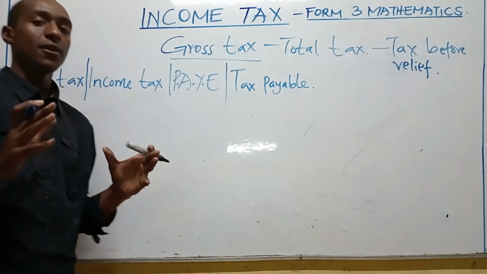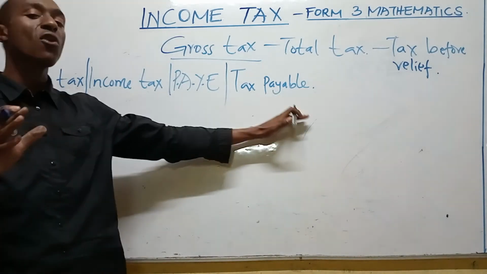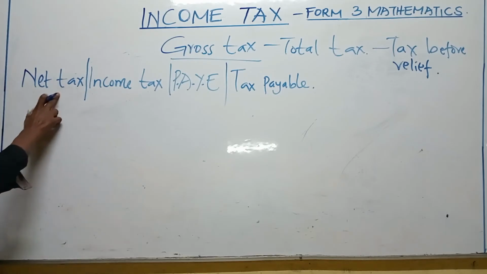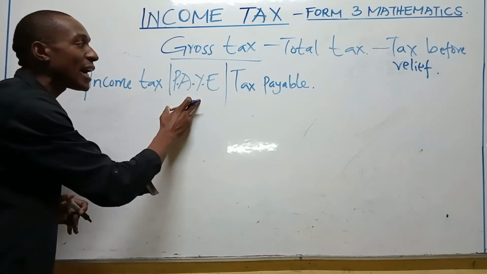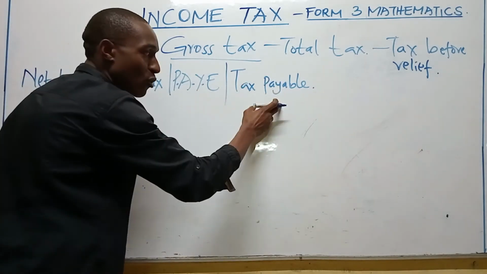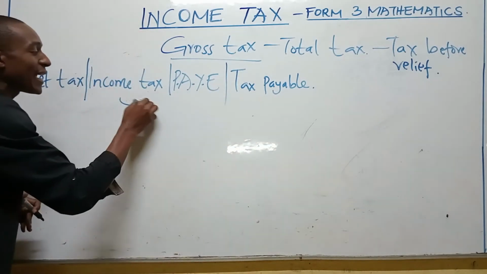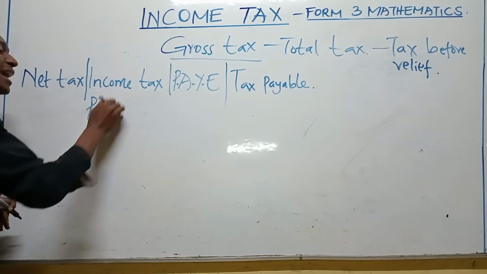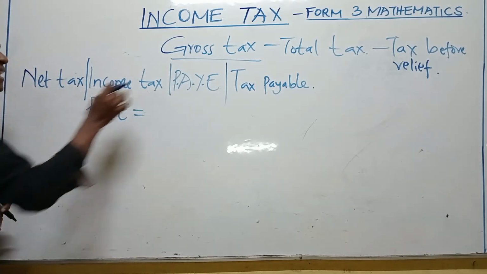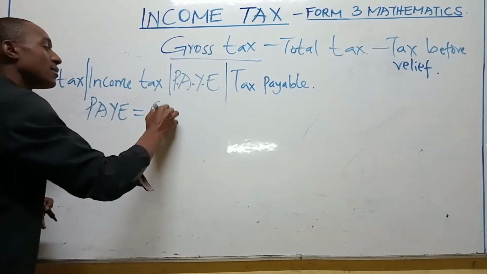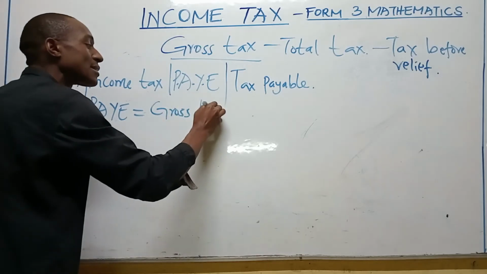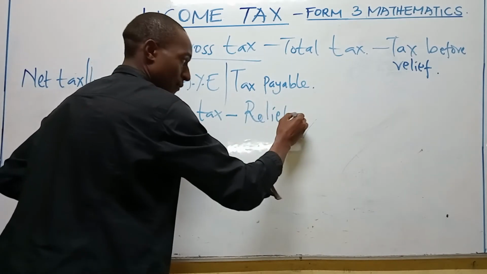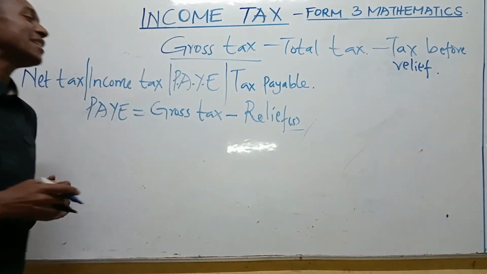So students, when you come across any of the four words here, they mean the same thing: net tax, income tax, pay as you earn, or tax payable. This one is gotten by, so I can write this way and say, pay as you earn is gotten by gross tax minus reliefs.